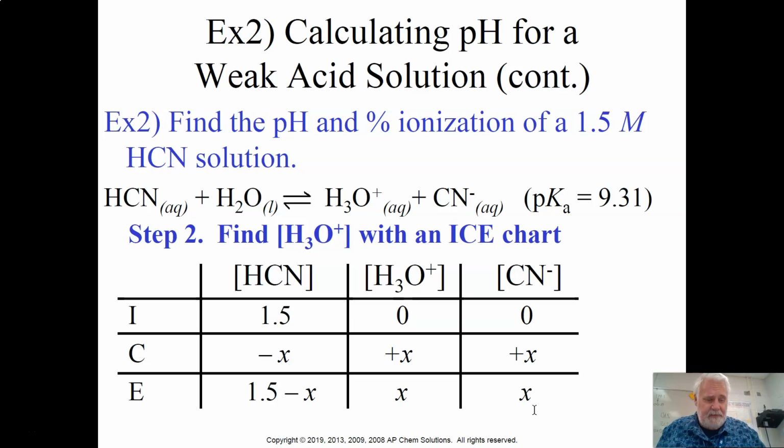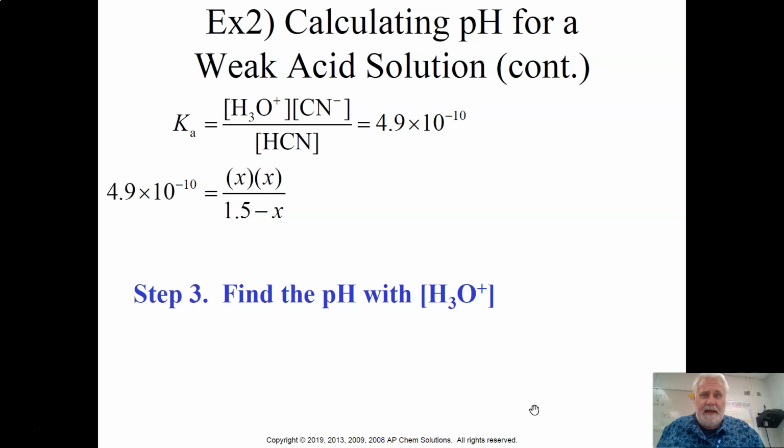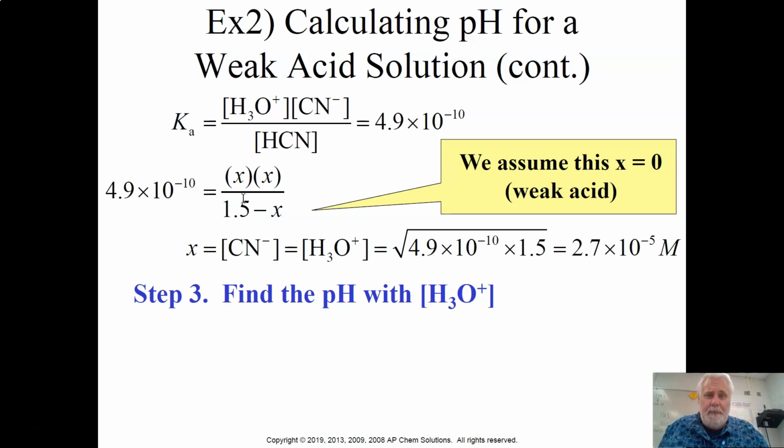As a matter of fact, if you want to do the next step here, try the math and see what you get. You should be able to even set this all up on your own right now, and solve for x using the same reasoning that we did on the previous problem. So hit the pause, give it a try. Boom. You get to assume that x is not going to affect 1.5 minus it, because it's going to be really small. You're going to solve for x, and you get 2.7 times 10 to the minus 5th molar.